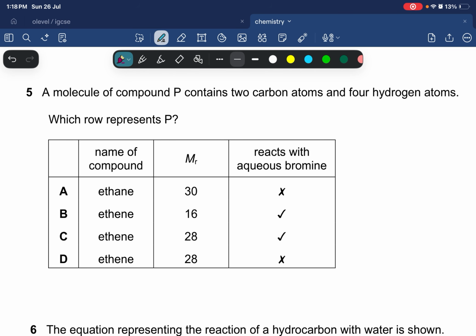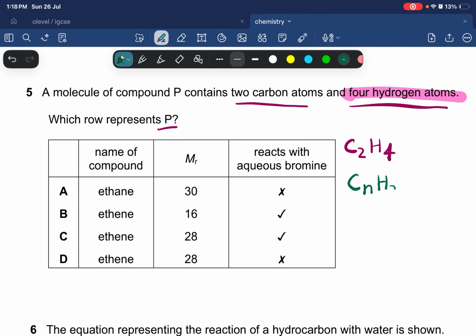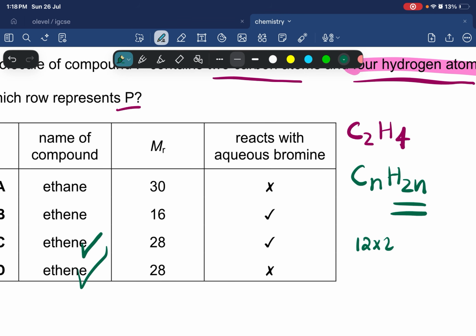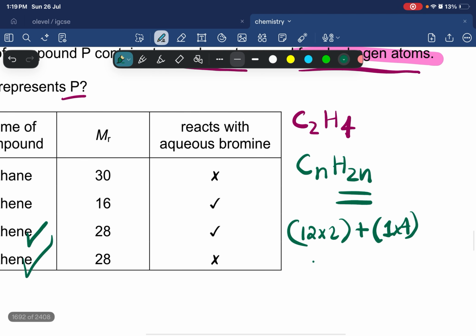A molecule of compound P contains 2 carbon atoms and 4 hydrogen atoms. Which row represents P? You can make sense out of these things. I told you that in alkenes, the hydrogens are double the carbons. So if you have C2, then H is going to be double that. That's 4. And that's the general formula for an alkene, CnH2n. Hydrogens are double. So that means we're dealing with ethene. And what's the Mr? The molecular mass. C2 means 12 times 2, because 1 carbon is 12, plus H4, that means 1 times 4. 12 times 2 is 24, plus 4, that makes it 28.